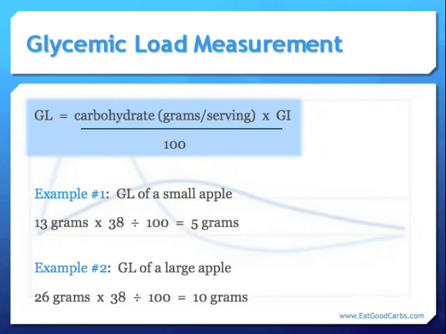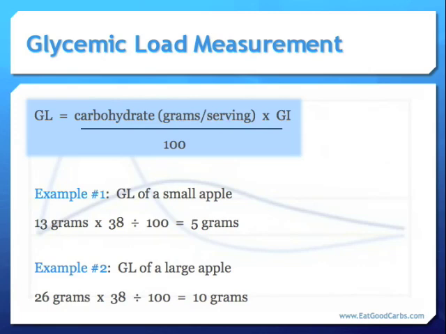So 13 grams of available carbohydrate in that apple is multiplied by the apple's GI value, which is 38. Because GI values are actually a percentage, we divide that 38 by 100. Doing the math, we get 13 times 38 divided by 100. And now we have the glycemic load for that apple, which is 5 grams.